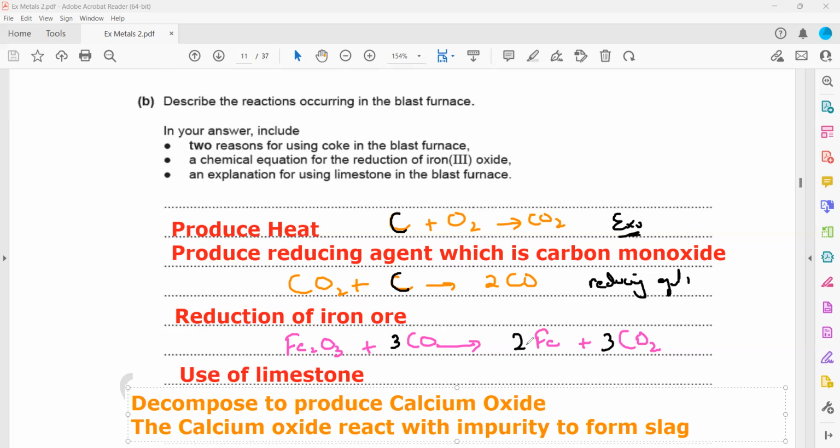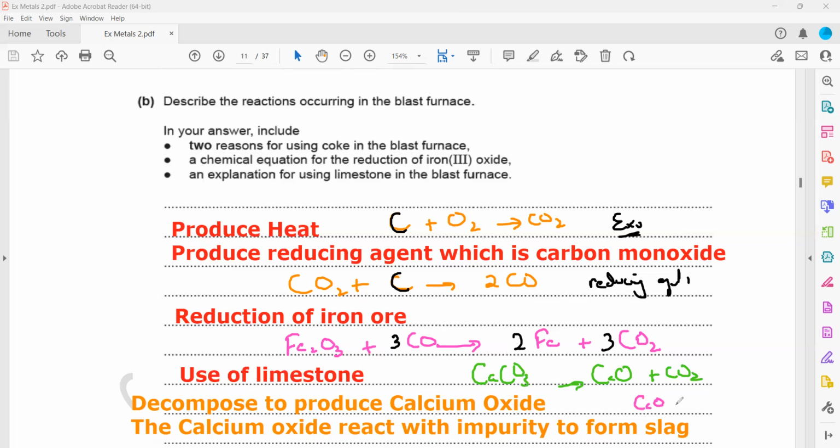So first thing, what happened? The calcium carbonate will decompose. So the decomposition of calcium carbonate due to the heat energy gives calcium oxide plus carbon dioxide. And this calcium oxide, which is a basic oxide, reacts with silicon oxide to form CaSiO3, which is known as slag.